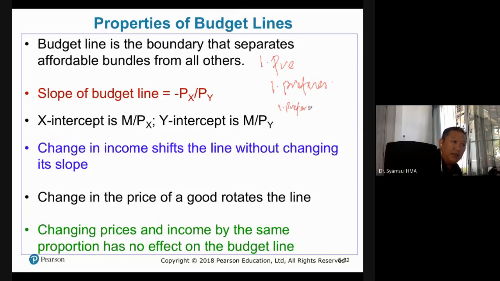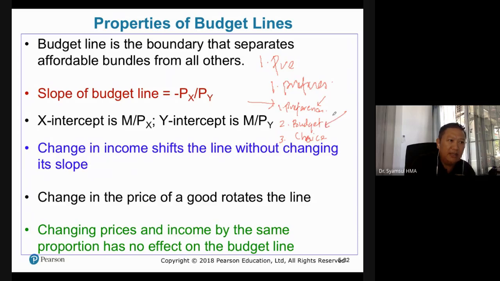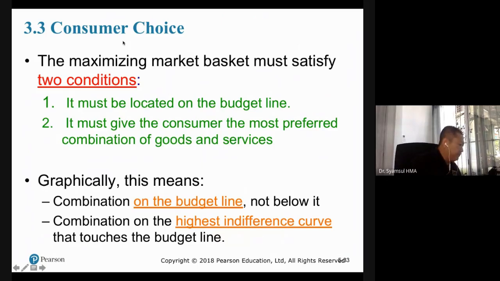First, you have the preferences. First, you know what their preferences are, right? What kind of preferences they have? Secondly, you know the budget line. The budget is the constraint. Number 3, then they make a choice. How do people make choices? After they consider their preferences, and then they know their budget, now they will make choices. Understand?